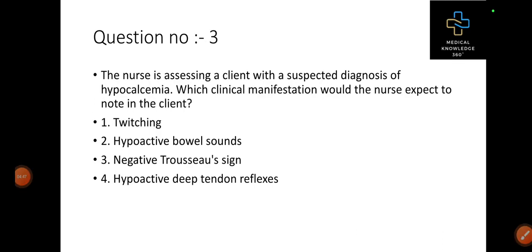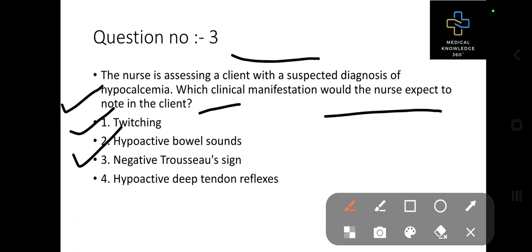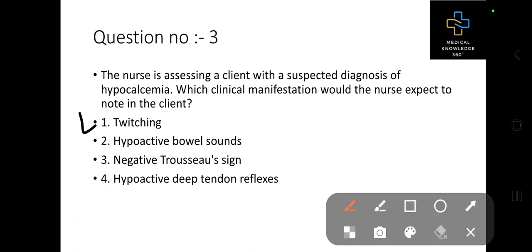Now, our third question is: the nurse is assessing a client with a suspected diagnosis of hypocalcemia. Which clinical manifestations would the nurse expect to note in this client? Here, the nurse assesses a client who has a diagnosis of hypocalcemia, that is, the amount of calcium in the body is low. Your options are twitching, hypoactive bowel sounds, negative Trousseau sign, hypoactive deep tendon reflexes. So what do you think? What is the right answer for this question? Well, the right answer for this question is twitching.